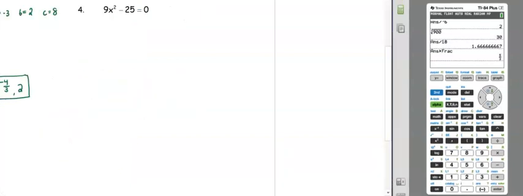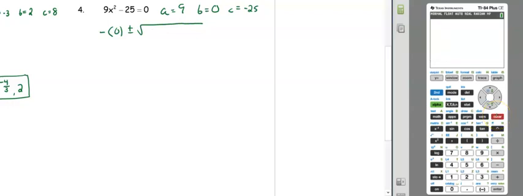In number 4, we have 9x squared minus 25 equals 0. So notice we're missing that x term. So our a value is going to be 9. Because we're missing the x term, our b value is 0. And our c value is negative 25. So when we substitute in, we have negative 0 plus or minus the square root of 0 squared minus 4 times 9 times negative 25 over 2 times 9. So negative 0 is just 0 plus or minus the square root.